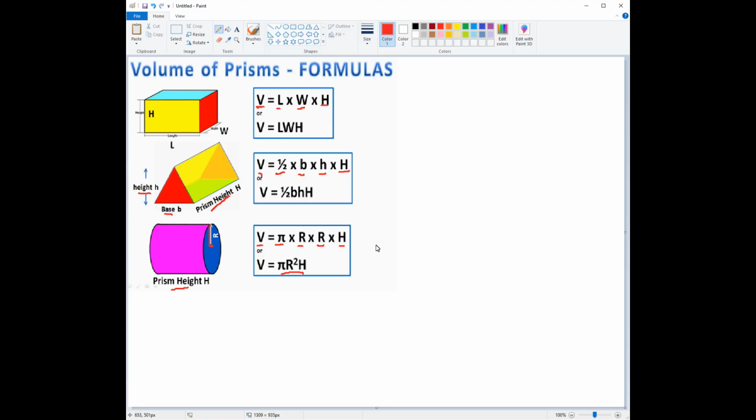So that's it. That's how you calculate the volume of these different prisms. I hope that helps. If not, just look at these formulas. That's really all you need.